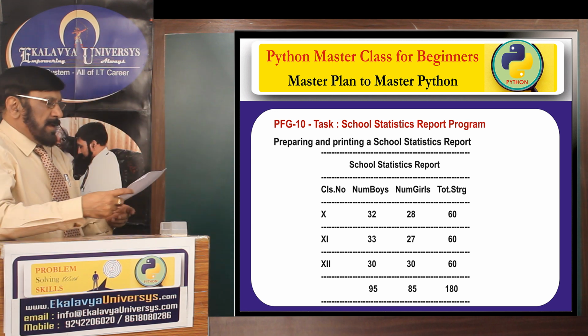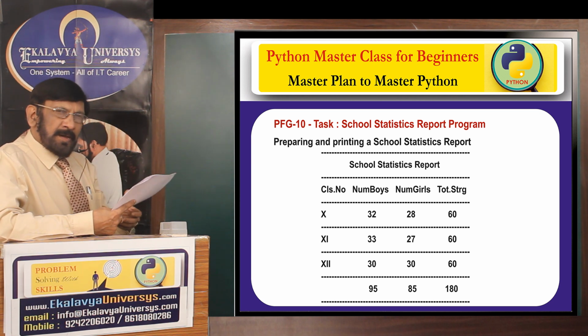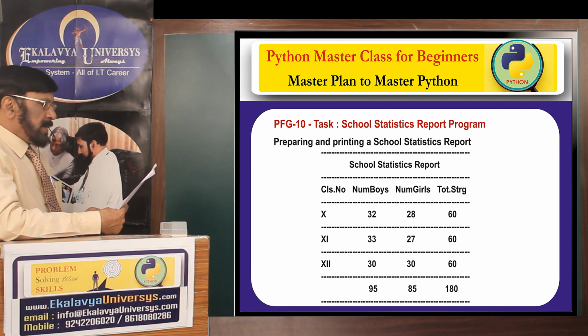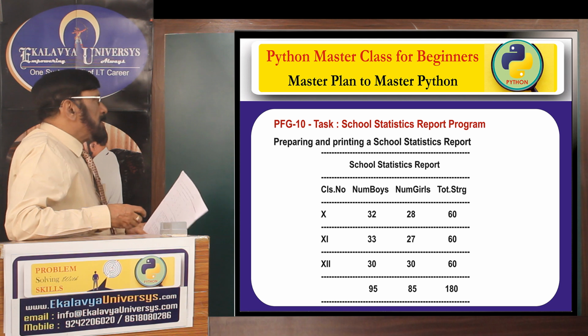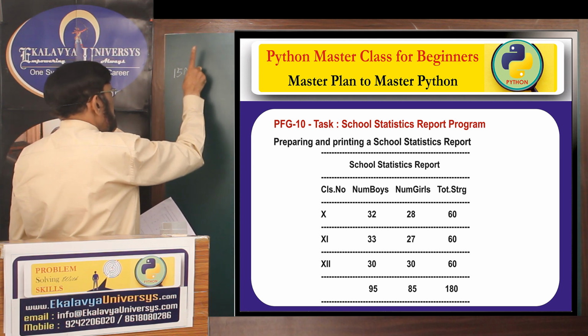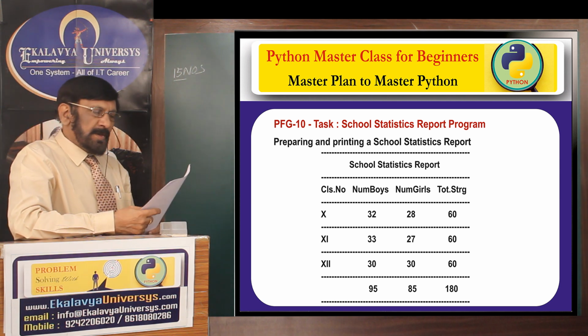Now let us see this output, and that means we are focusing on design. Here, totally how many variables are there? 3 into 4 plus 3. Totally 15 data items are there. That means 15 variables are required.